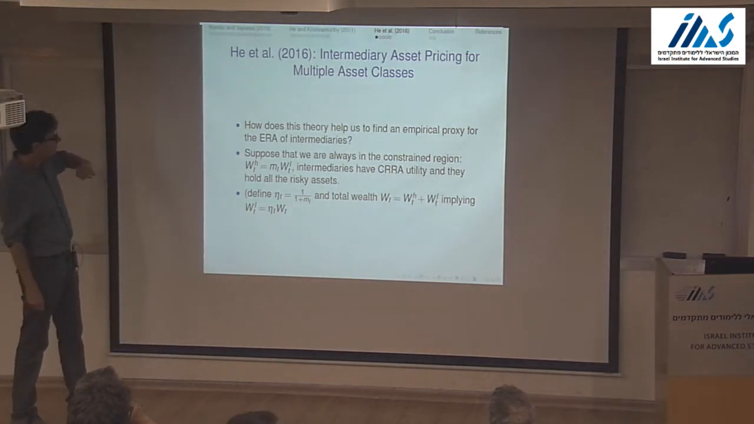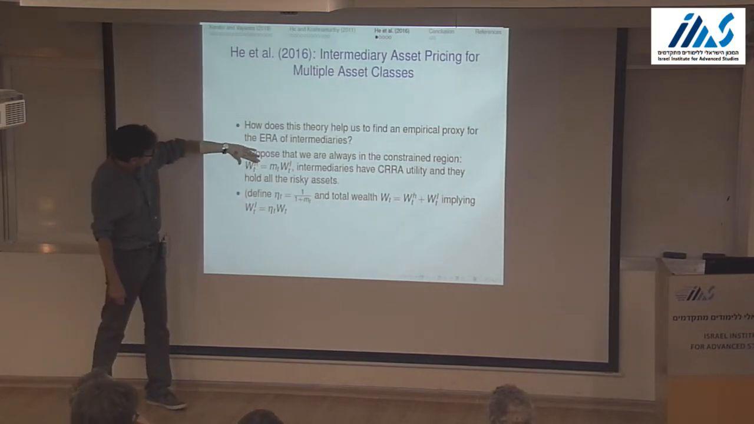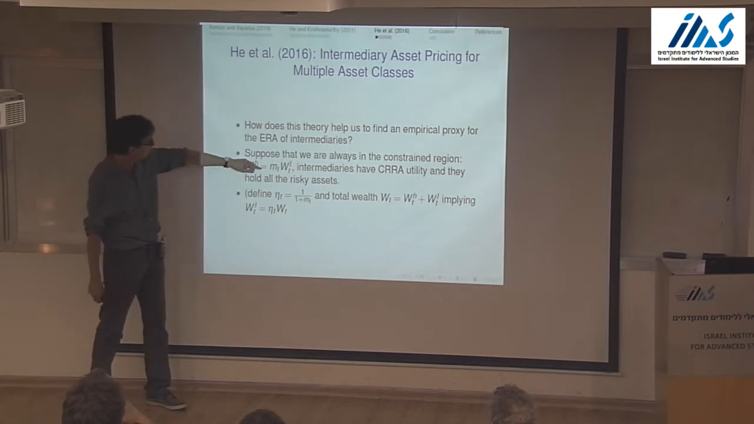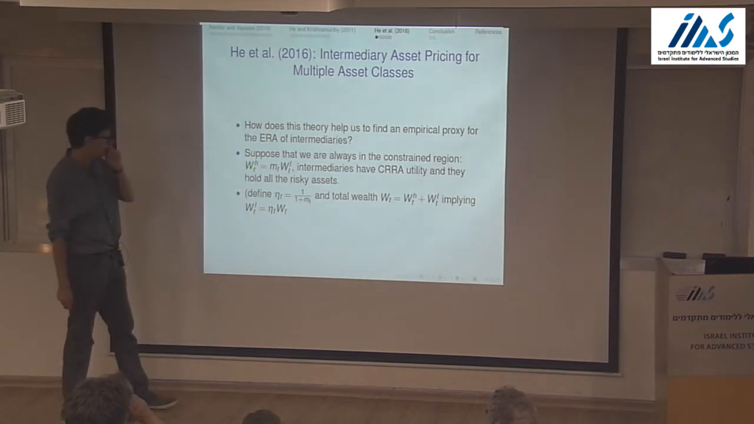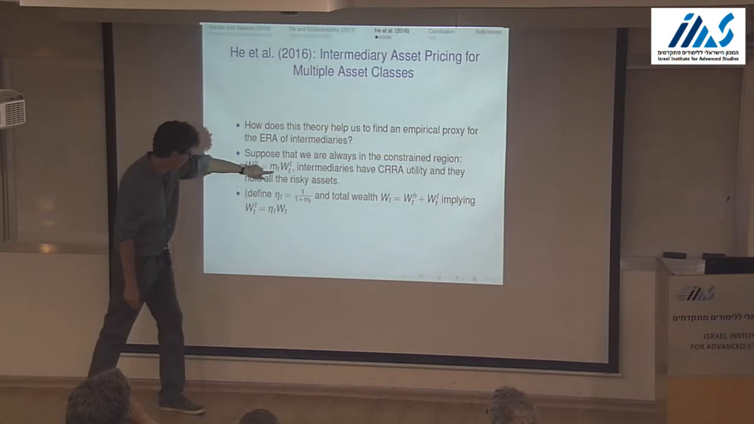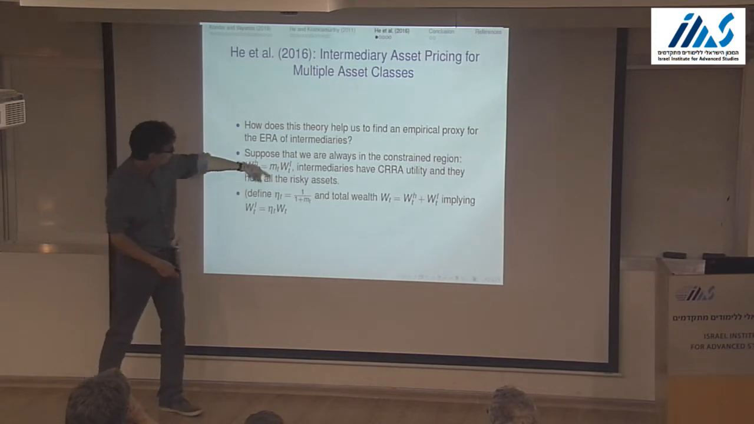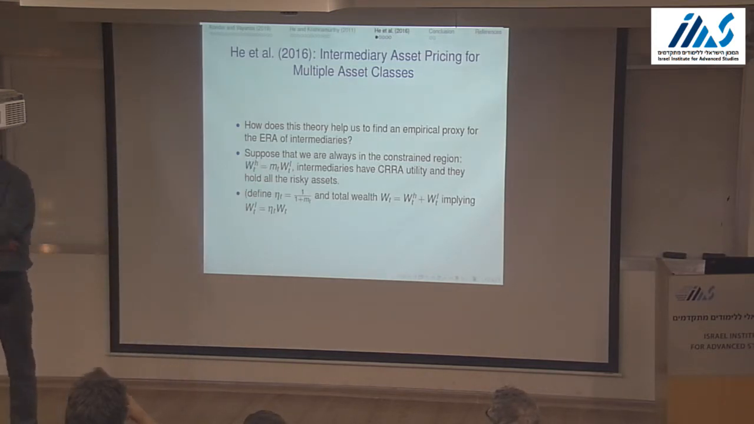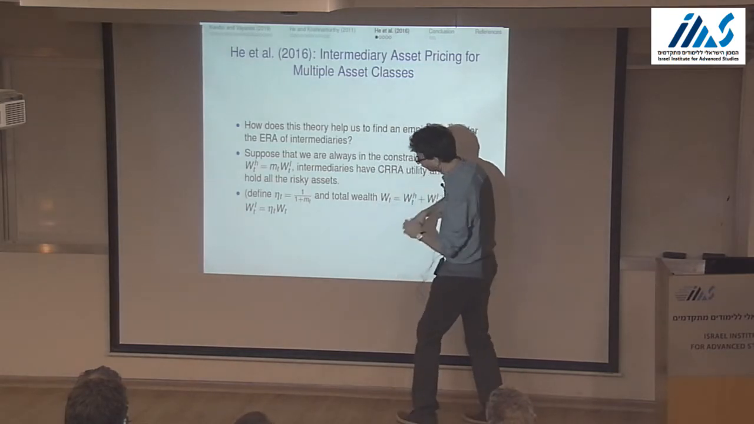So the idea is that let's suppose that we are always in this constrained region. So the household contribution is proportional to the intermediary's wealth with this M. Now the difference for the empirical part, which is not in the theory, is that this constraint will fluctuate randomly. So sometimes you can give them more, sometimes you give them less, probably because their private benefit is changing, or probably because of something else. And then we rewrite it this way.